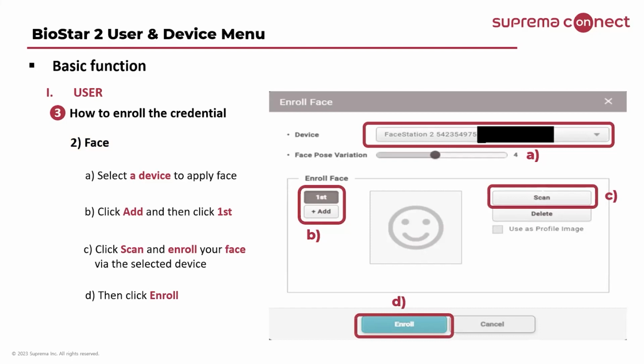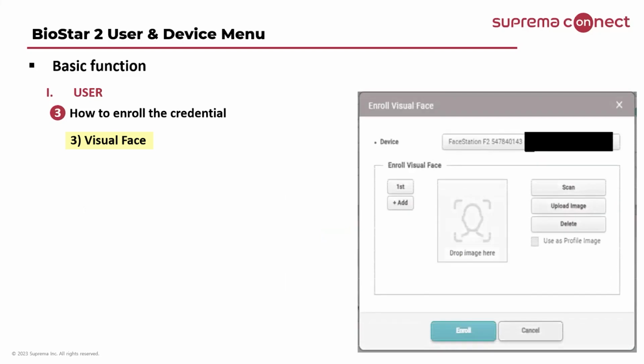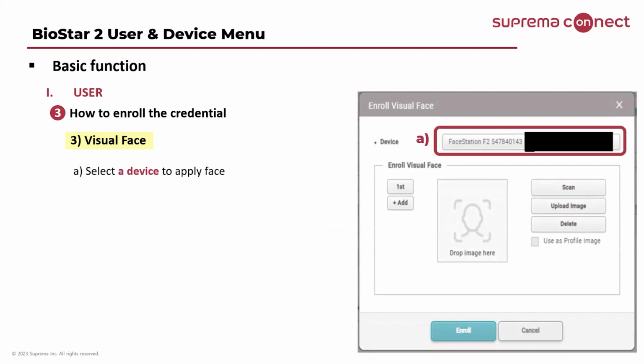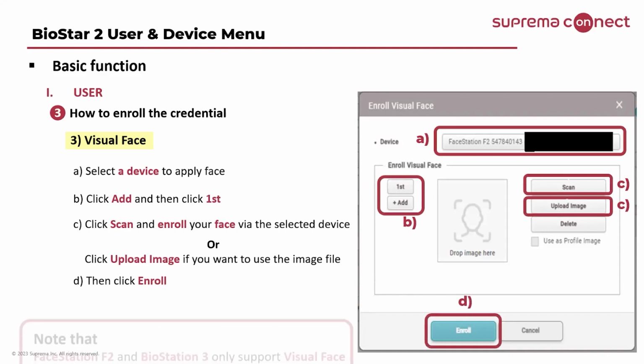Third is the visual face. When clicking the visual face icon, you can see the following pop-up. Then select a device and click add, and then also click first. Click scan and then enroll your visual face on the device. Or you can also enroll your visual face by uploading the image file instead of scanning your face on the device. And finally, you can complete all steps by clicking enroll.